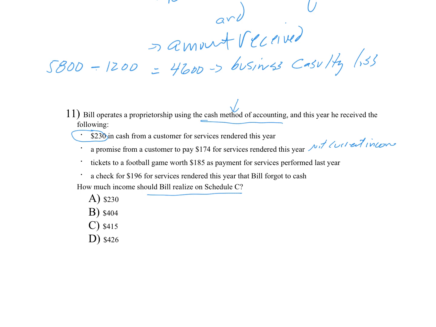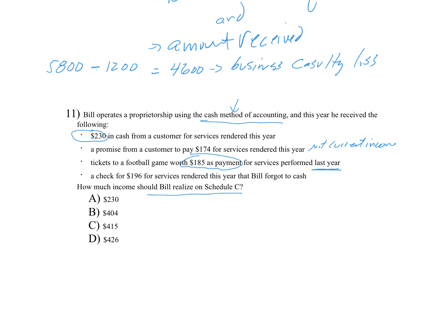All right. Tickets to a football game worth $185 as payment for services last year. Yes, this is going to be an amount realized this year, and it's going to be realized in the amount of $185, and it's payment for services performed last year, right? So remember, this is not accrual method, this is cash method, so therefore he recognizes and realizes the income when he gets the payment. You got the payment this year.